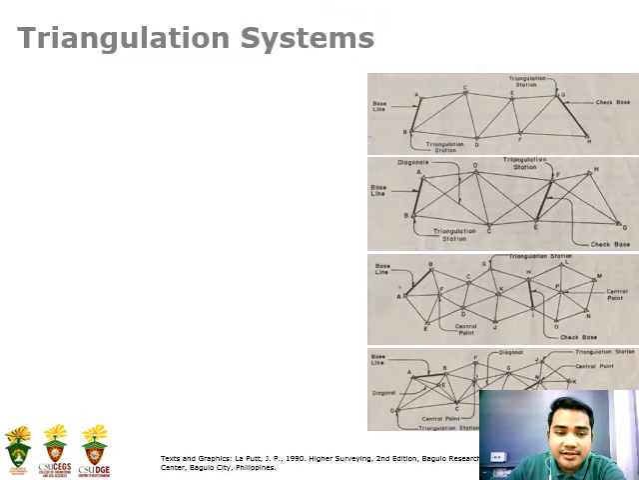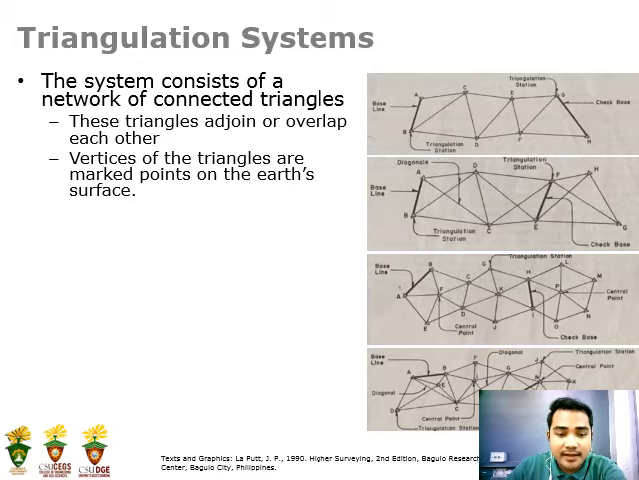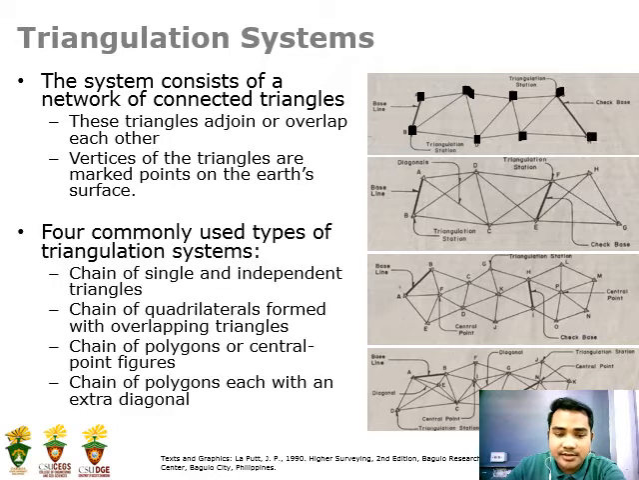So, triangulation system, again, is a system that consists of connected triangles. And these triangles adjoin or overlap with each other, and the vertices of the triangles are marked points on the Earth's surface. So, pasabot niya, class, ang kining mga stations, for example, this one, kanang mga points are naka-fixed na siya sa point. So, mauna siya ang output sa triangulation methods.